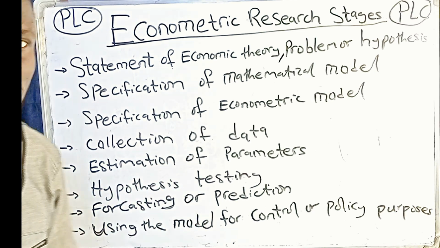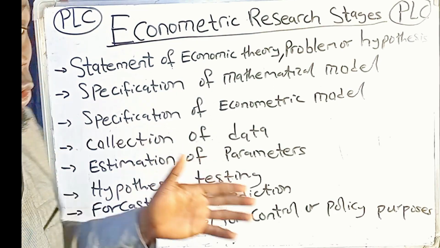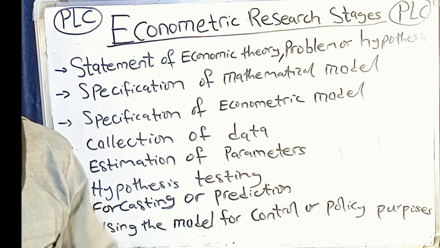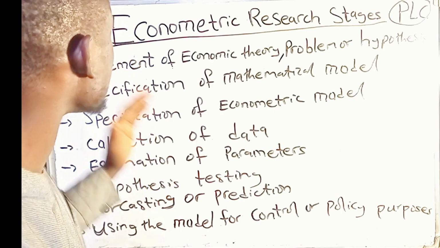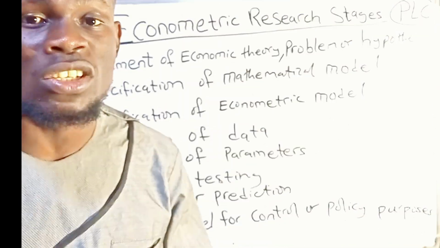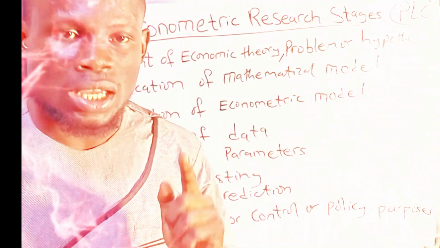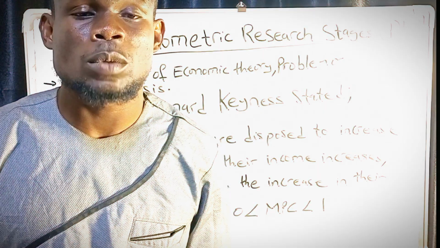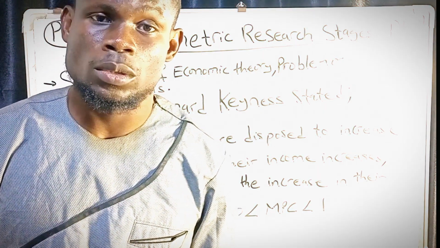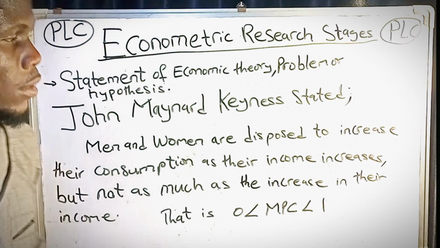Now, this is just an introduction to the econometric research stages. I'll be going further. I'll be taking each of these stages one by one and discussing them in detail. Let's go on. Statement of economic theory, problem or hypothesis.